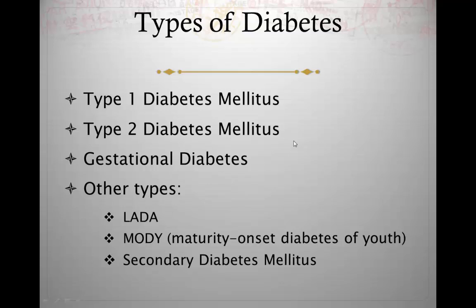So today we will discuss type 1 diabetes, type 2, and late adult onset, and secondary, as well as gestational briefly.